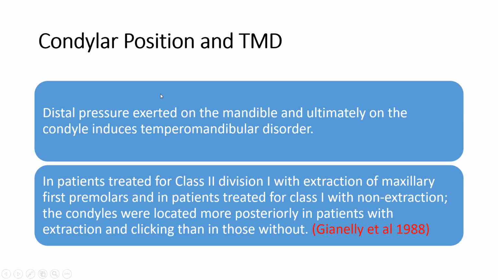Also, condyle position and temporomandibular disorder. According to Daniel et al. in 1988, the distal pressure that is exerted on the mandible and ultimately on the condyle induces temporomandibular disorder. So in patients with class 2 division 1 malocclusion treated with extraction of maxillary first premolars, and in patients treated with class 1 non-extraction, the condyles are generally located most posteriorly in the patients with extraction and Begg treatment than in those without extraction.